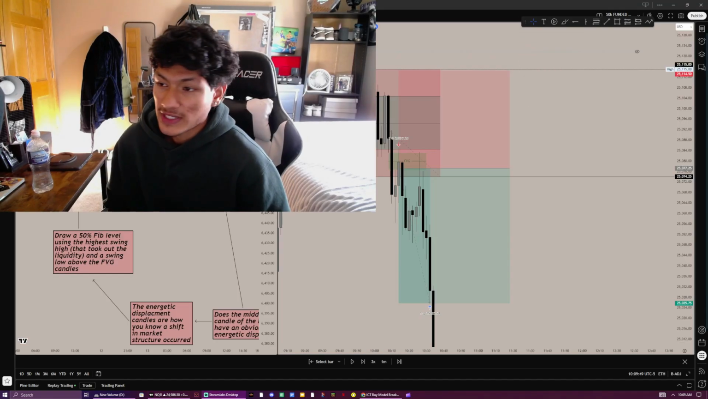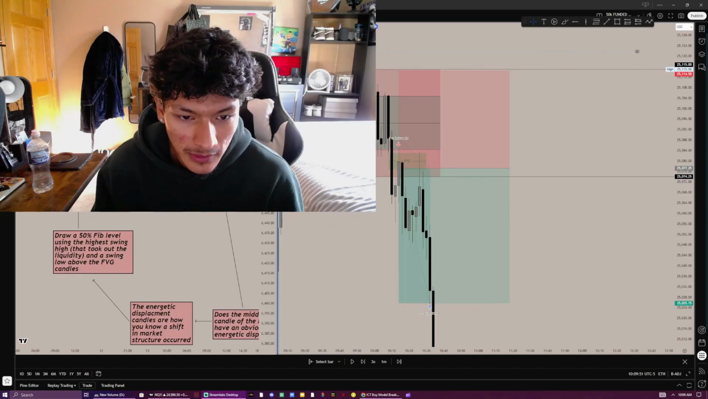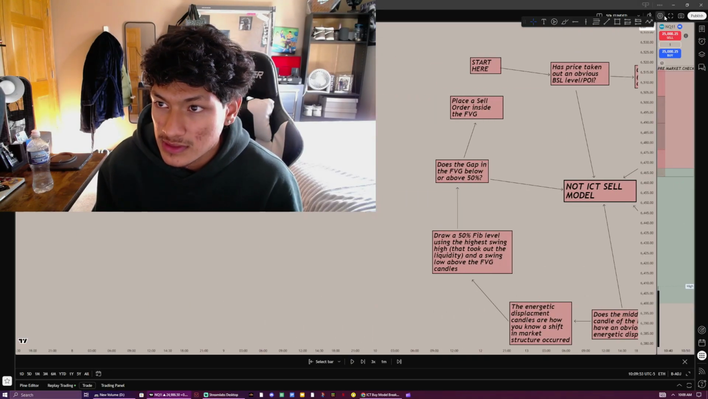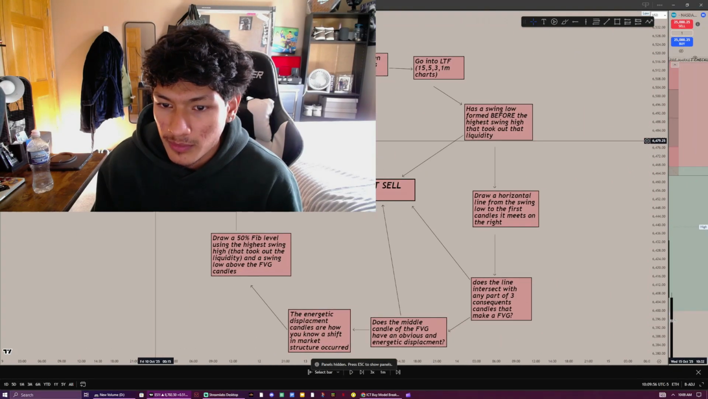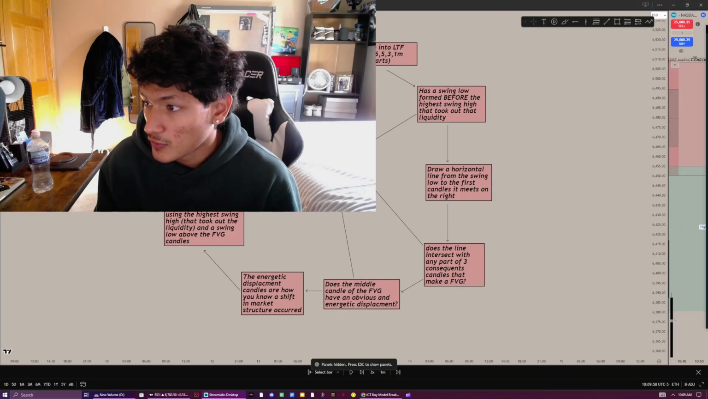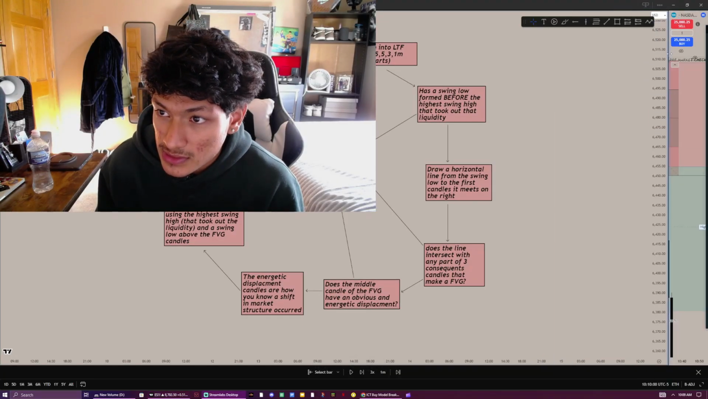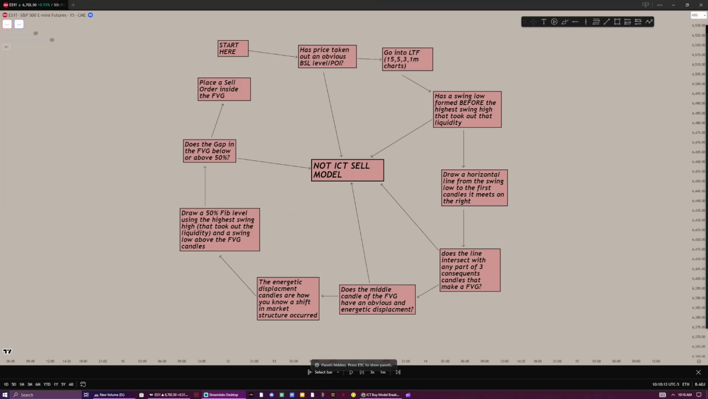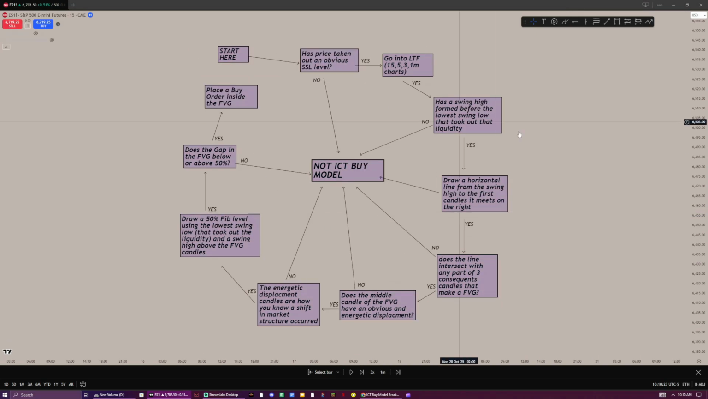But yeah, if you guys want to use this model, I'll just do this. I'll put it here in front of you guys, move my webcam, so you guys can take a screenshot of this. You guys can go ahead and take a screenshot of that. And then same thing for the buy model. Go ahead and take a screenshot of that if you're interested.